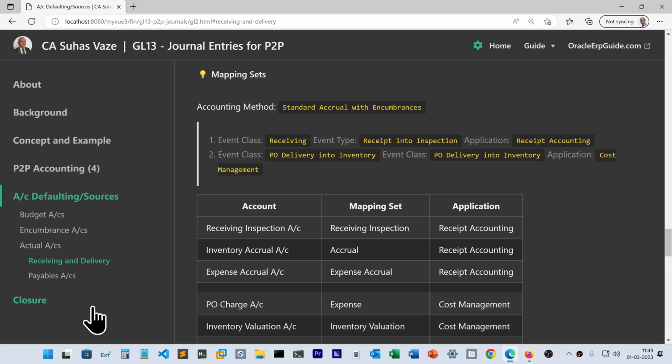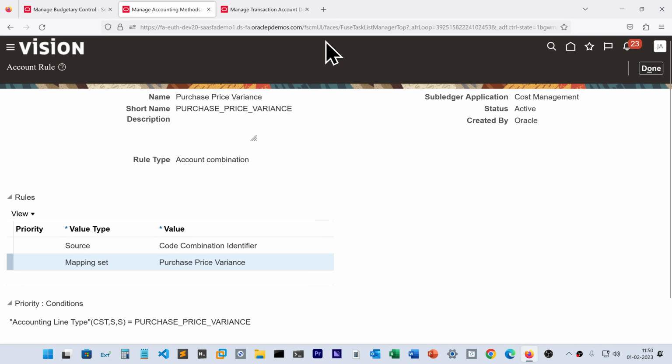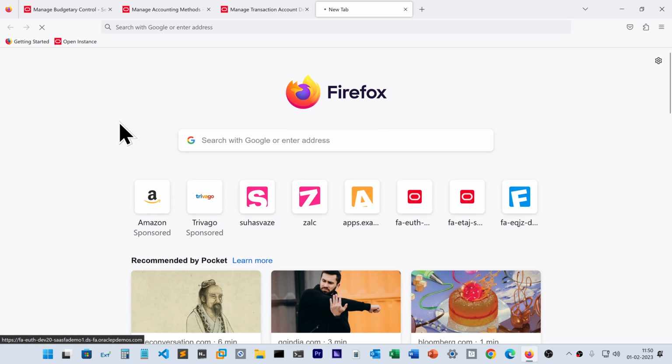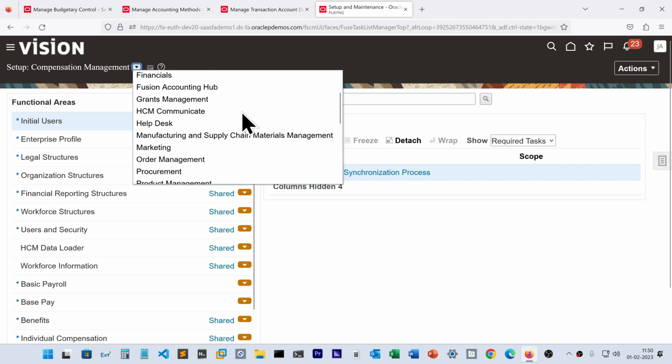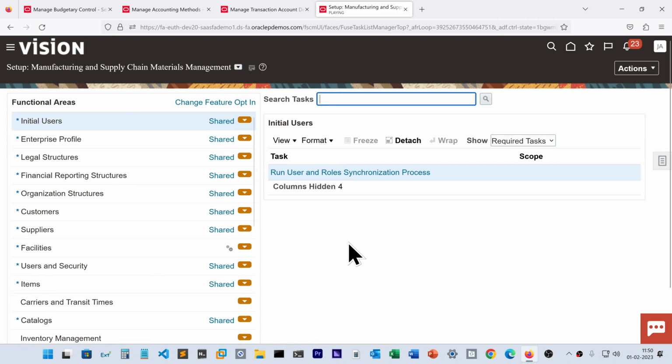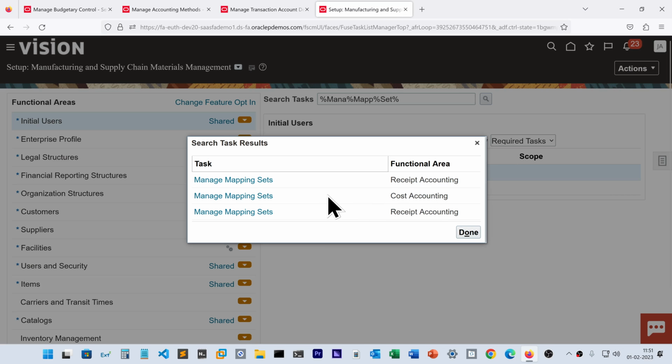Now let us go to our guide. All those mapping sets that are mentioned are listed here. So right now we saw this purchase price variance in cost management. If we want to actually check the definition of the mapping set, we can go to the instance, open it in another tab, setup and maintenance, and here we can go to manufacturing and supply chain, manage mapping set for cost accounting.